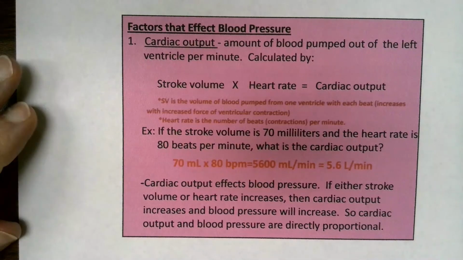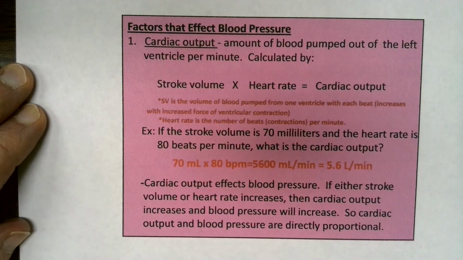So for example, real quick, if you're exercising, then your stroke volume and your heart rate are both going to increase. Your heart's going to beat more times per minute to deliver more oxygen and nutrients to the tissues of your body. And then the ventricles are going to contract more forcefully. So that's going to increase your blood pressure during exercise.